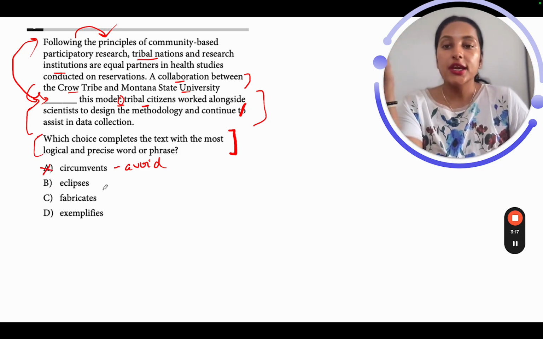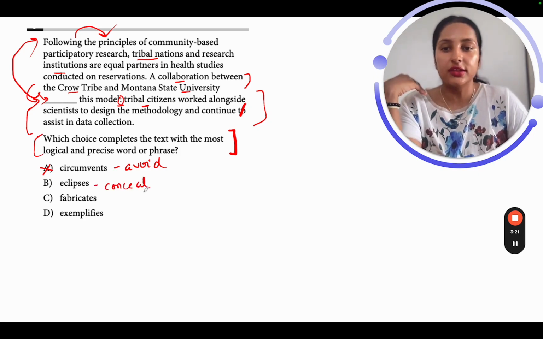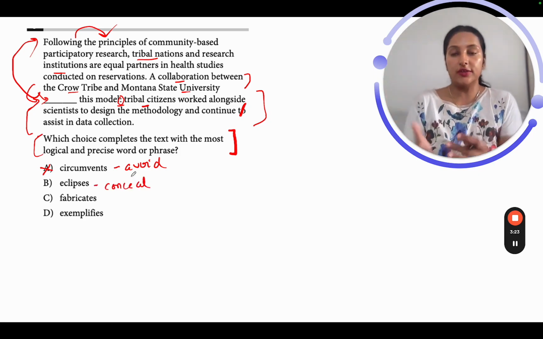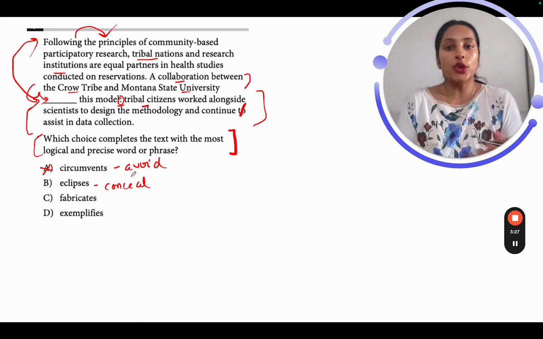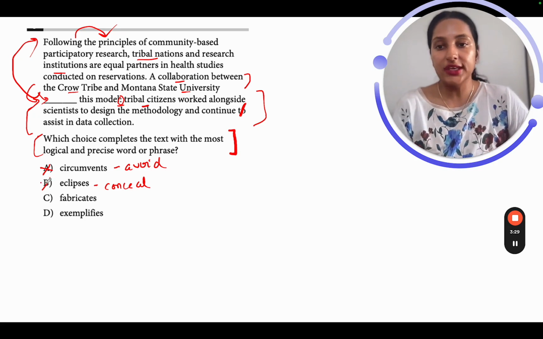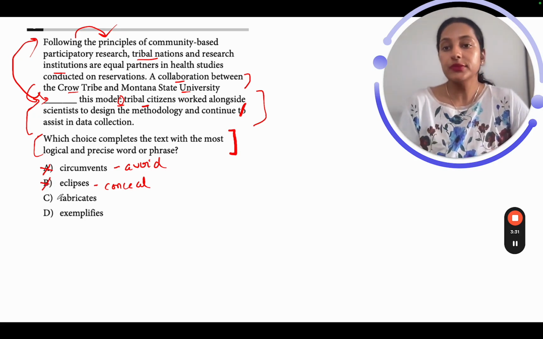Let's look at B. Eclipses. Eclipses means to conceal something. They're not concealing this model. They are in fact following the same principles of this model. So not concealing for sure. Again, B is out, contradicting.